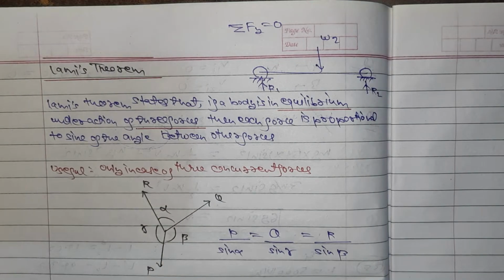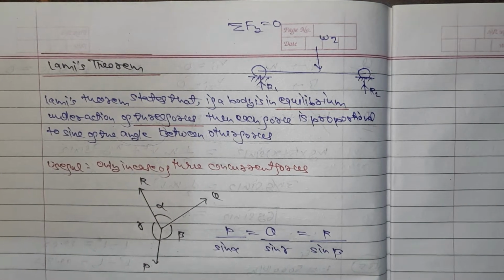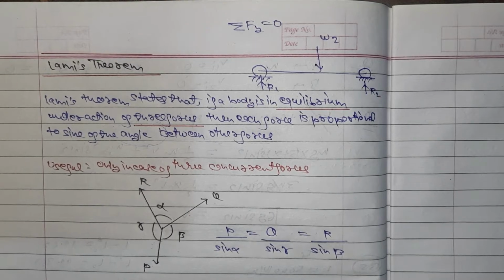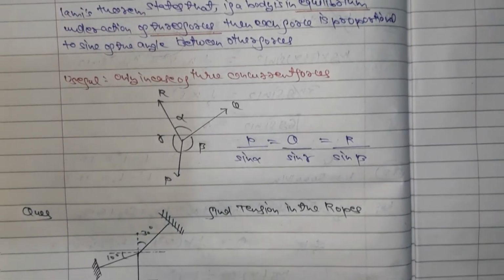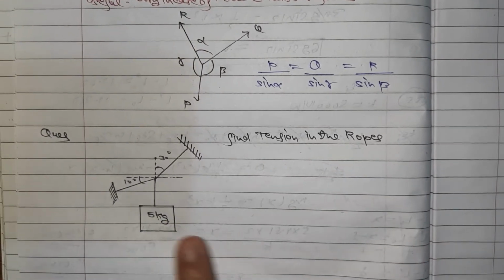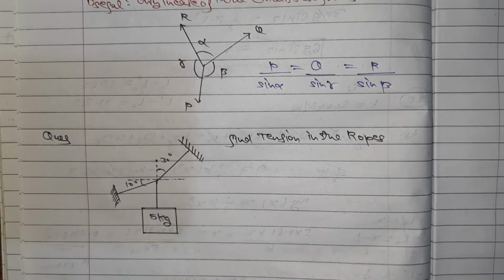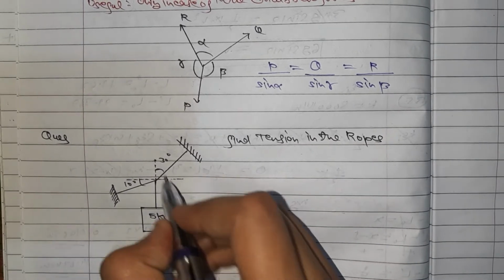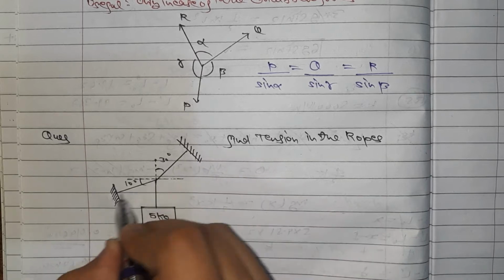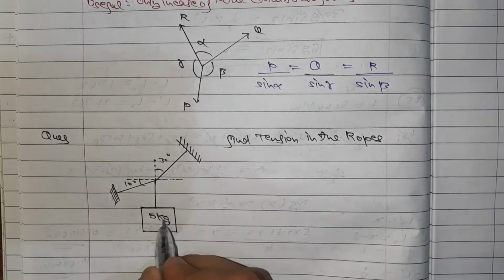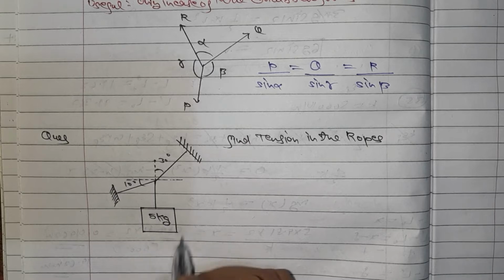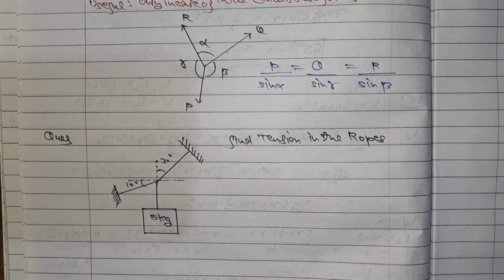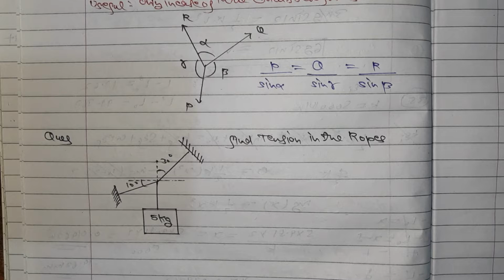Okay guys, now I'm going to solve one numerical in front of you, so please be very careful. As you can see over there, this is our numerical. What I have to calculate is to find the tension in the rope. This is rope number 1, this is rope number 2, and this is another rope through which we have hung a mass of 5 kg. So what is the first step of proceeding in this numerical? You have to draw a free body diagram.